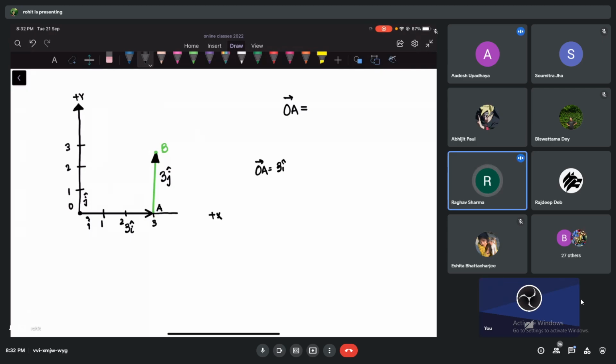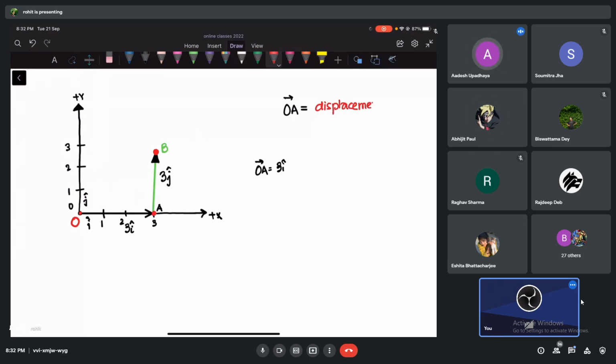Is it velocity? No. I said the object is going from O to which point? A. Then the object is going from A to where? B. Okay. I'm simply asking you, what is OA? OA represents what? Distance or displacement? Displacement. So displacement. Okay.